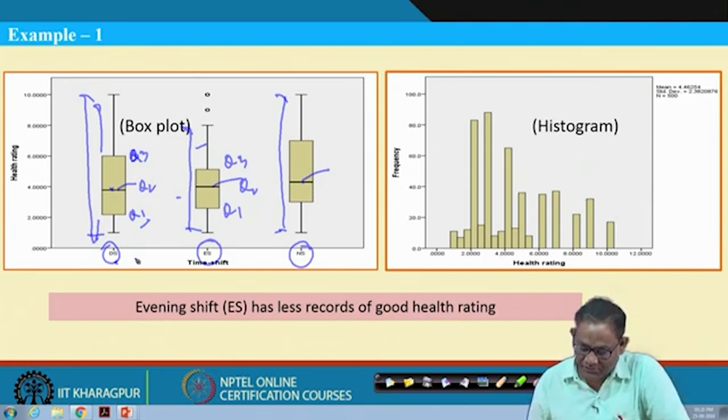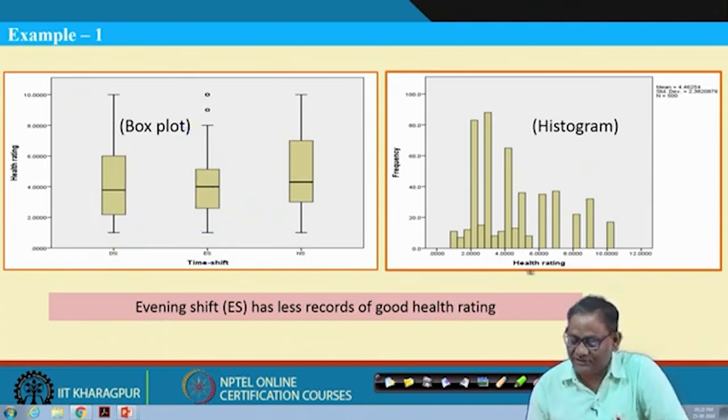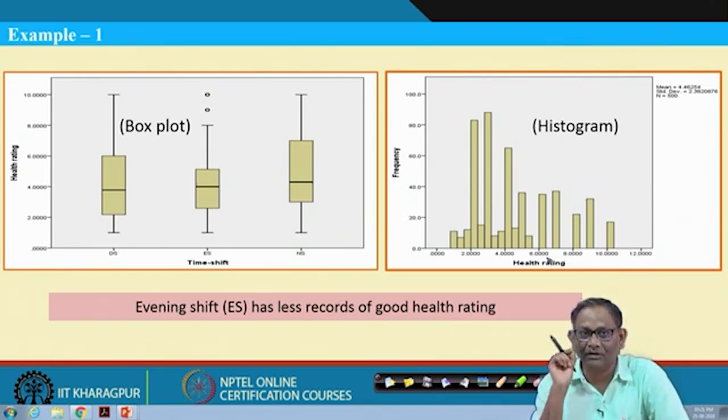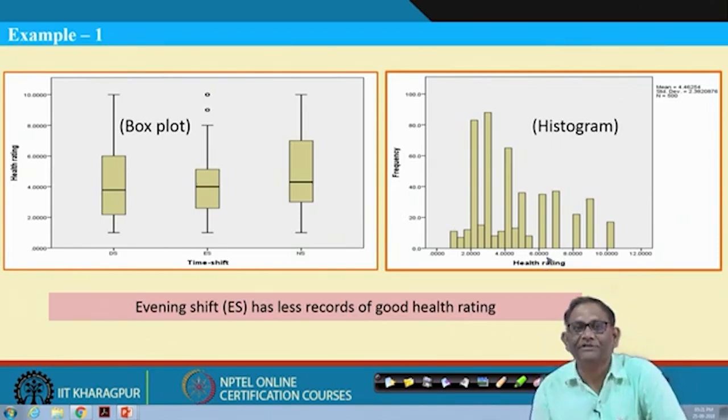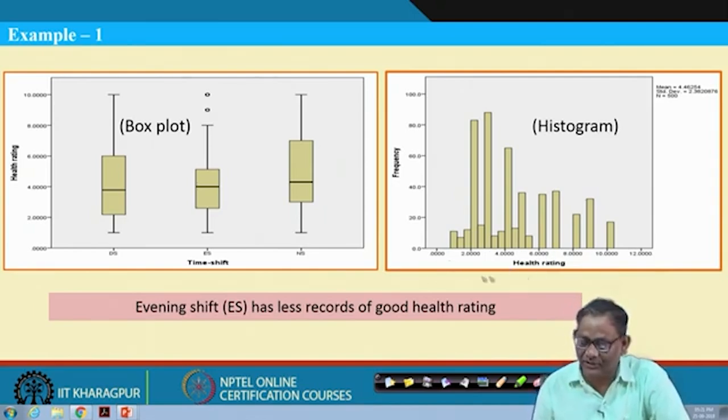Another way of representing this is through a histogram. When you talk about a histogram, you talk about only one particular variable, which is numeric in scale. So, that means here it is health rating. What a histogram basically does is, from the minimum to the maximum, with a certain small range, the number of counts or frequencies is counted.